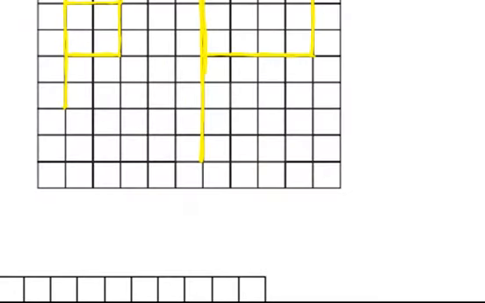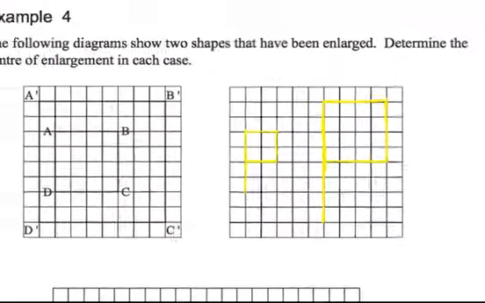The following diagrams show two shapes that have been enlarged. Determine the center of enlargement in each case. So here we have one that's already drawn out, and here again a second one, two different flags. This is the enlarged image of this one, of course, and here the primes denote the enlargement.